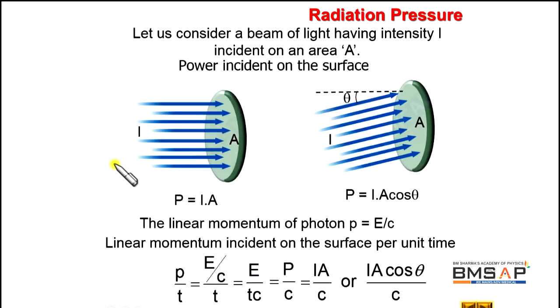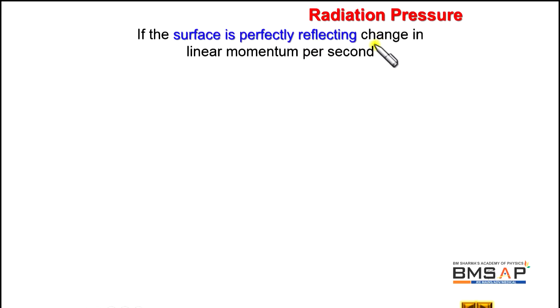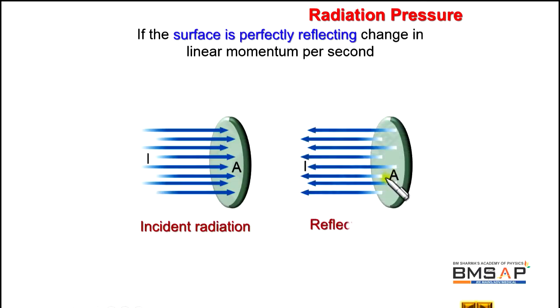Now, let us consider two cases. Two cases are possible here. One case is, suppose the surface on which the radiation is incident is perfectly reflecting. That means the radiation incident on the surface is completely reflected back. So, let us make the diagram of the situation, and here the situation is the surface is perfectly reflecting, right. So, let us calculate the linear momentum change. This is the incident radiation, and reflected radiation will return back like this.